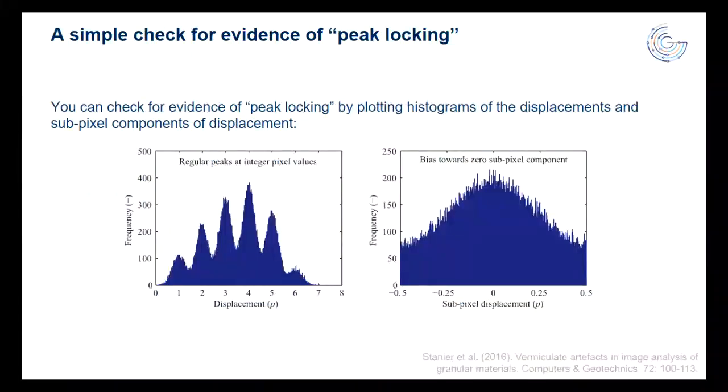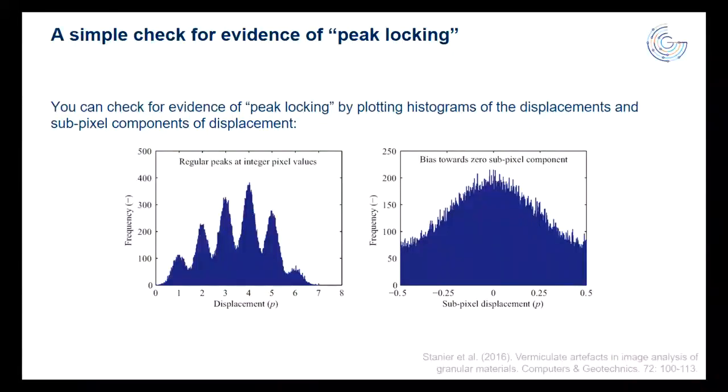Now, after the fact, you can also check for evidence of peak locking, and you might do this by plotting histograms of the displacement magnitudes. And if you've got a peak locking problem, what you'll find is you get these humpy distributions that start to have humps around integer pixel values. Doesn't always occur at every integer pixel value, depending on the gradient of deformation in your problem. And in this case, you can probably see that they're every other integer pixel value.